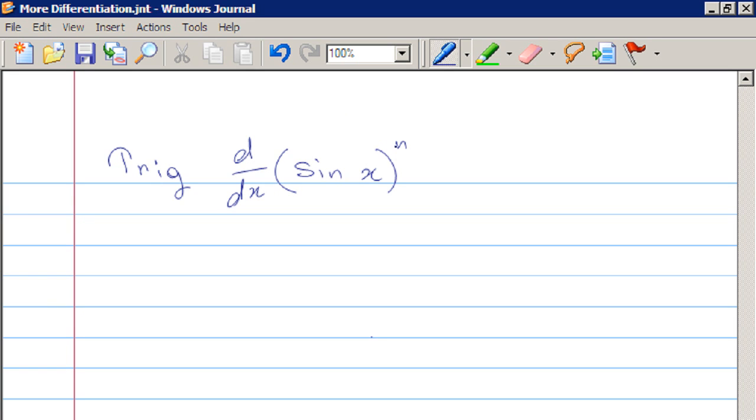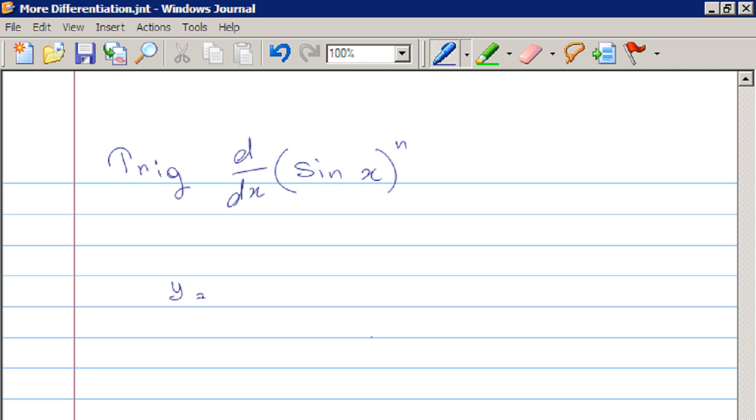Okay, so far, dealing with the derivatives of trigonometric functions, we've already gone through functions like sine of f(x). But what if we have a sine or cos function, or any trigonometric function, raised to the power of a constant? How do we differentiate that? And that's what I'll go through in this video.